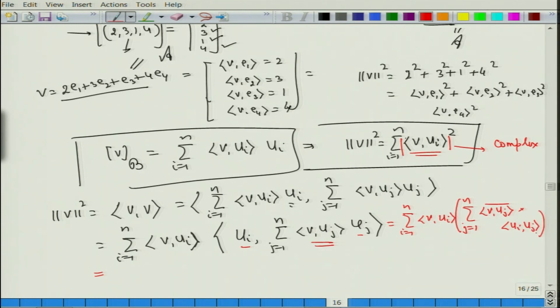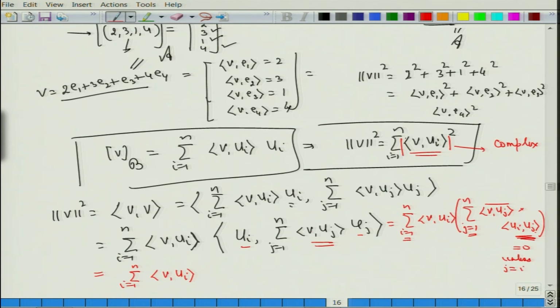This is what I have. Now what we know is that these ui's are orthonormal, so they are perpendicular, so they are 0 here. If I is fixed here, j is a variable going from 1 to n. So I will get some contribution from here only when j is the same as I, otherwise it will be 0. Therefore I can write it as summation I going from 1 to n, v comma ui. As I said, this is 0 unless j is equal to I.